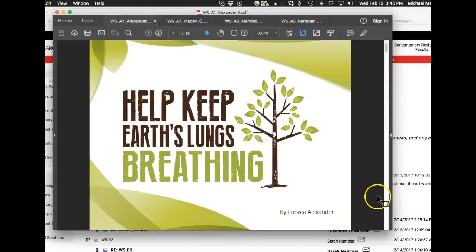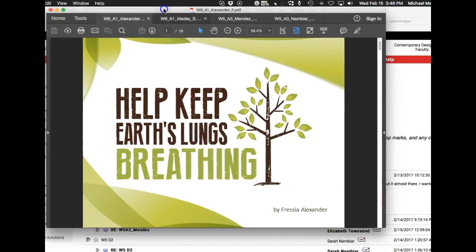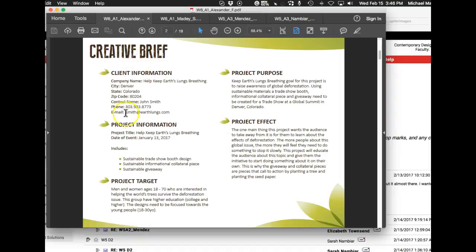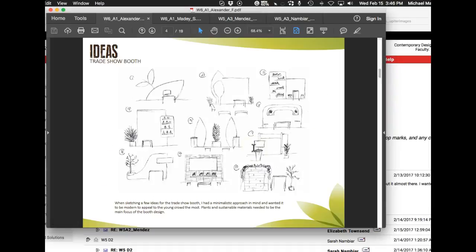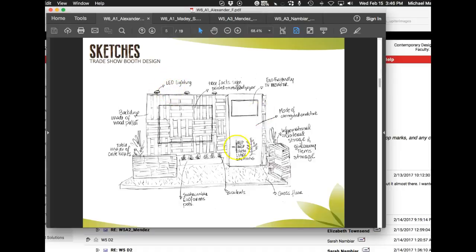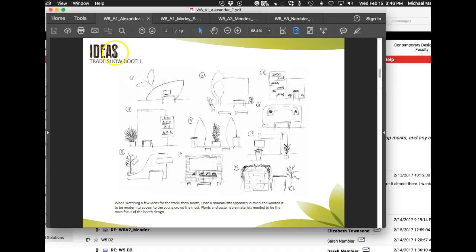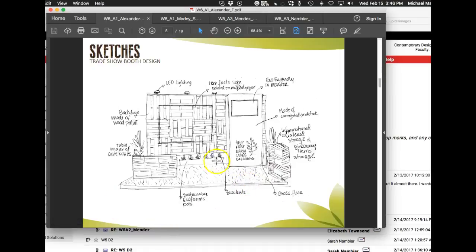All right, here's a really nice presentation. I thought this was very, very good. Here's a nice cover page with the logo. Then the creative brief, giving client information, project effect, project purpose, target. The next page has more on the creative brief, giving the schedule, ideas and sketches, presented in a way that you're being informed exactly what you're looking at on each page.